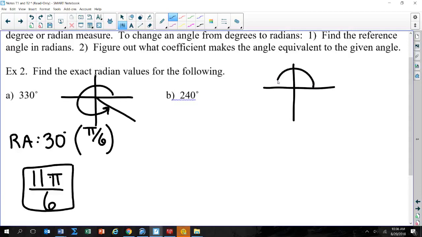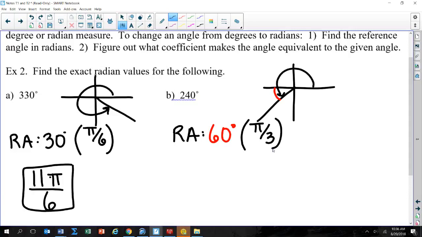Maybe in the 3rd quadrant. Excellent. And what would the reference angle be there? So I'm going from the terminal side to the x-axis. I want to know what this angle is. 60 degrees. Excellent. And then what's 60 degrees in radian form? Pi over 3. Very good.